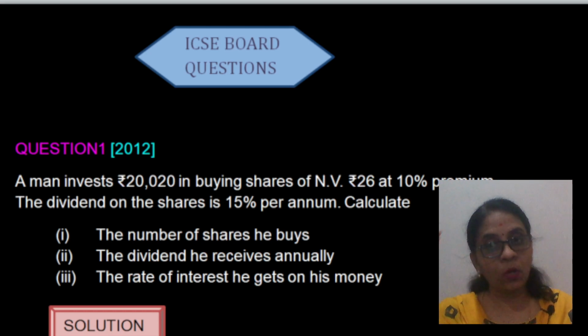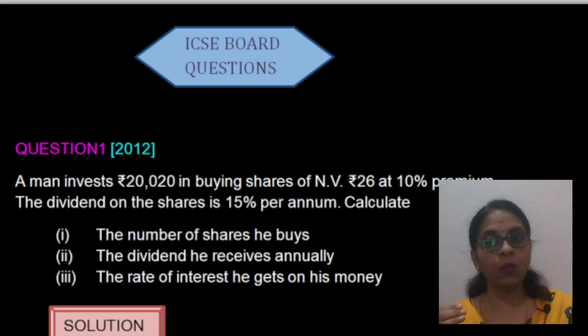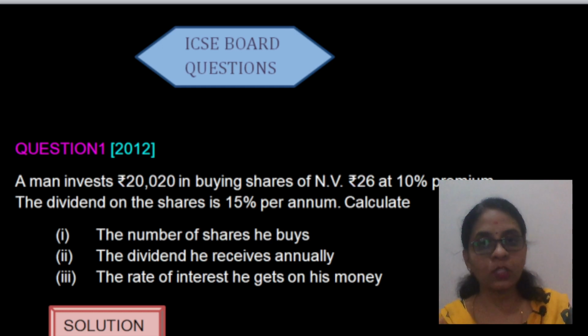Above par, below par, at par. Above par means the market value is above the face value. Below par means the market value is less than the face value. At par, market value is equal to the face value. Sometimes above par and below par are substituted as premium for above par and discount for below par. In this question it is given as premium, and it is premium percentage. So it is important to know how to change the percentage to the value.